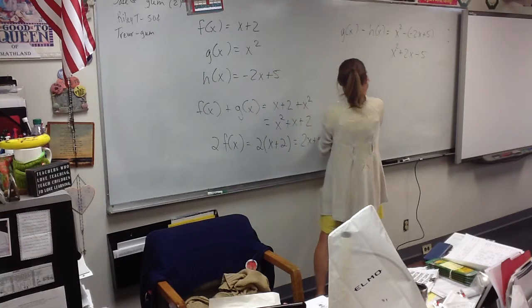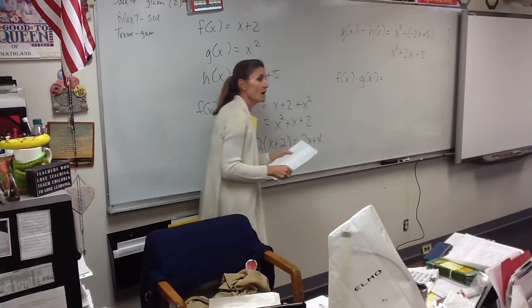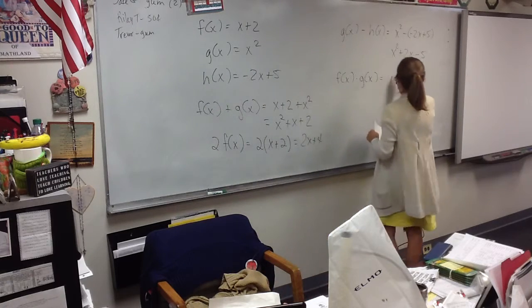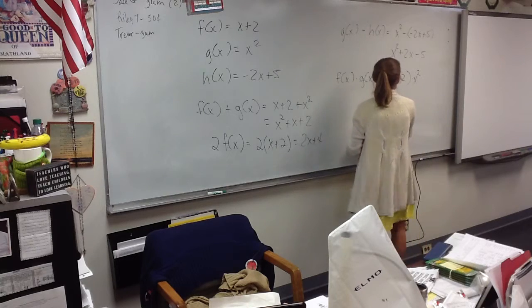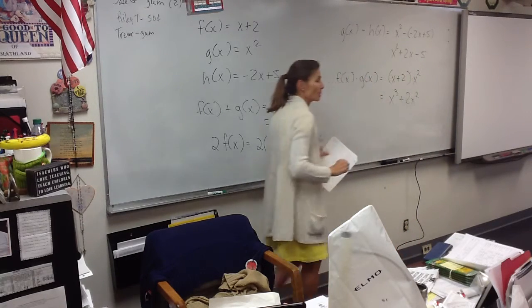F times g. That's a times. We're doing f times g. So that would be x plus 2 times x squared. X cubed plus 2x squared. Just see your distributive property.